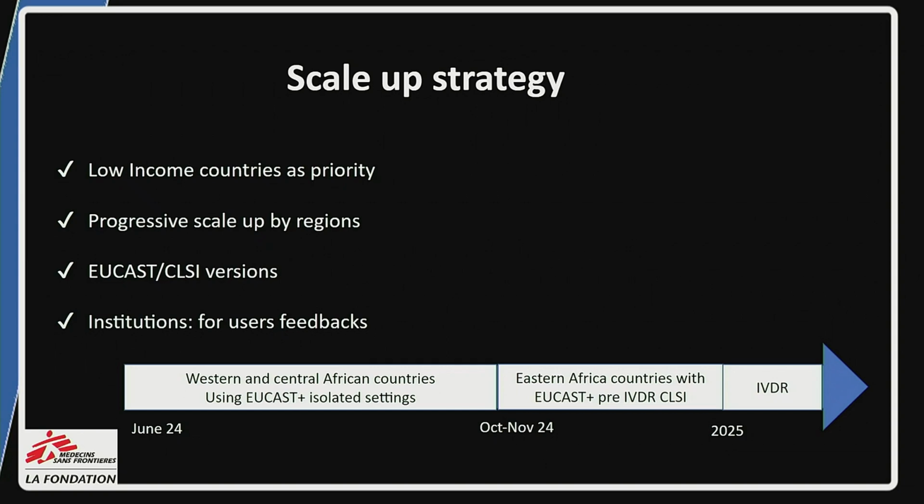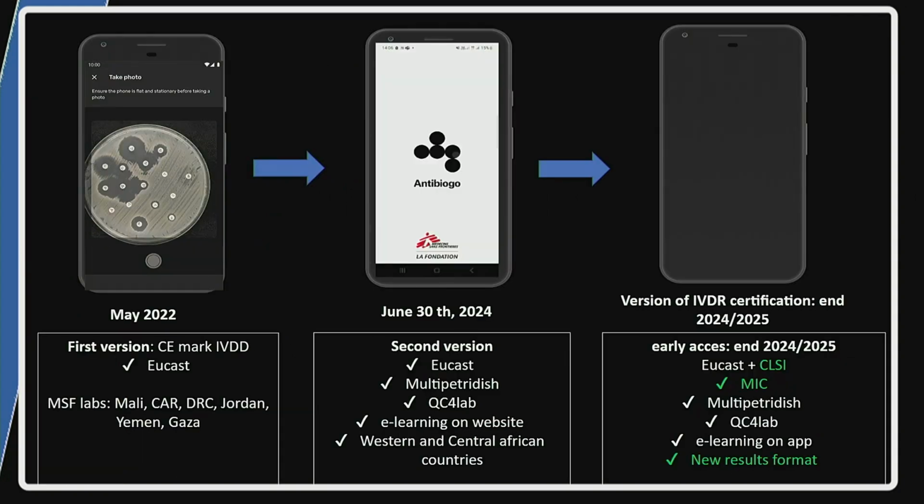The other criteria in terms of priority is a more technical one. As I said, the app evolved from different versions. Today, what is CE marked and therefore certified for clinical use in routine is the UCAST version with disk diffusion. However, we have the CLSI version with disk diffusion plus MIC that was evaluated with the great help of Professor Revati in Kenya, in 3 sites. And this version is going to be available, let's say, in a pre-validation stage from September. However, it has to go through an EU certification, and this will happen in 2025.